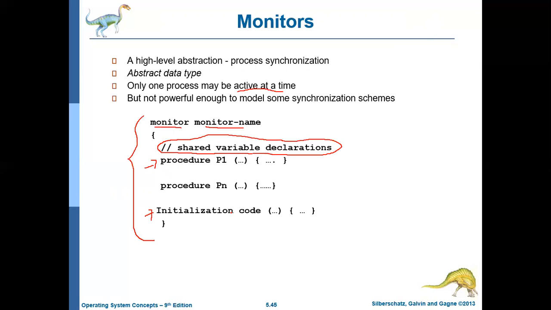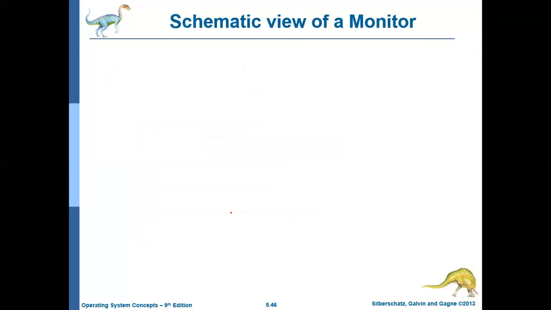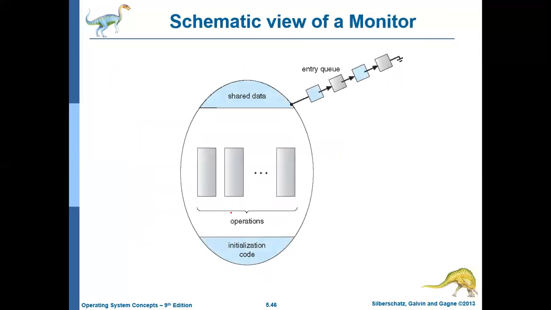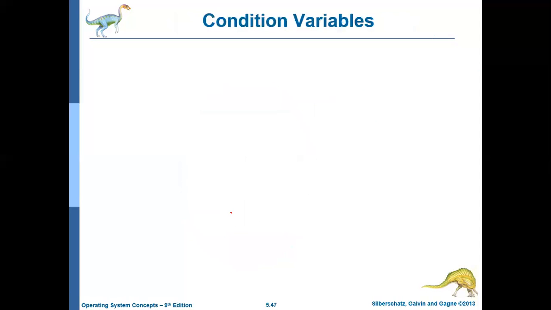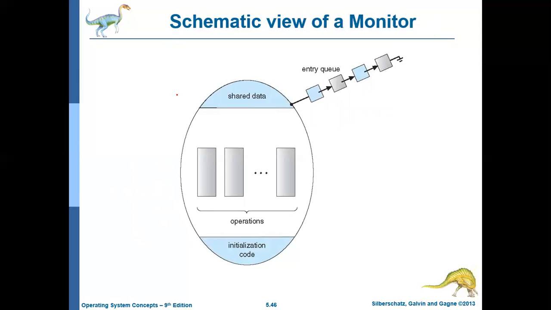Something beyond this the programmer should do: he should create some conditional variables. I'll explain this diagram later. He should declare some conditional variables. Here two conditional variables are declared, x and y. Basically these conditional variables are shared variables which are inside the monitor.